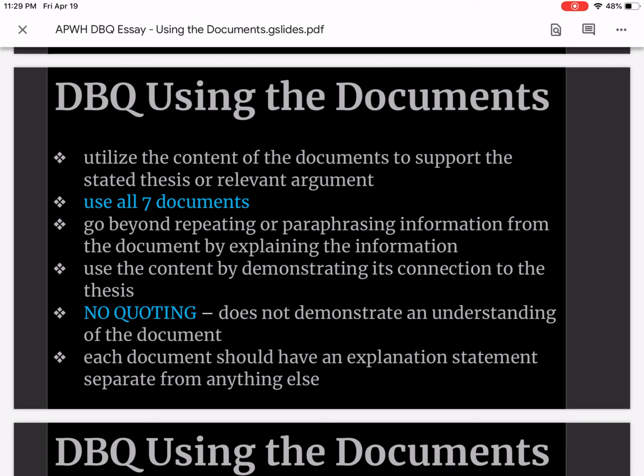And each document should have an explanation statement separate from everything else. So just like you have 3 separate statements for your thesis and 3 separate statements for your argument development, when you get into the body paragraphs for each of your 3 answers, the documents that you use within that body paragraph to support that particular answer, each statement from a document must be its own sentence, its own statement.